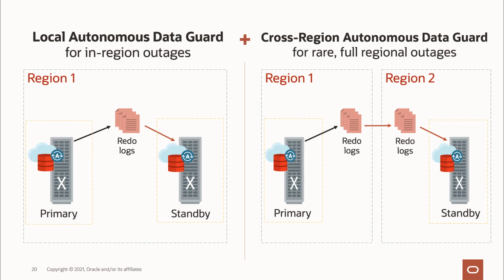The first is a local Autonomous Data Guard standby, which we released over a year ago now, and is literally a single click to enable a standby database. It is that simple. As the picture here depicts, it's within the same region, right? So the standby database is provisioned in the same region and it pulls over the database redo logs in the background, which basically means it refreshes the data from the primary database every minute or so.